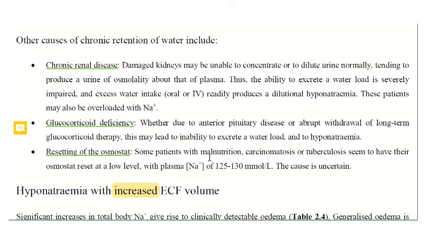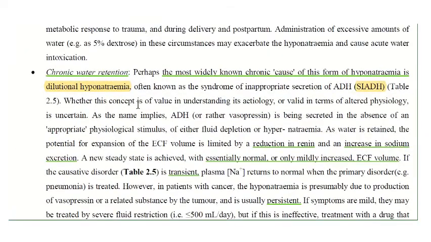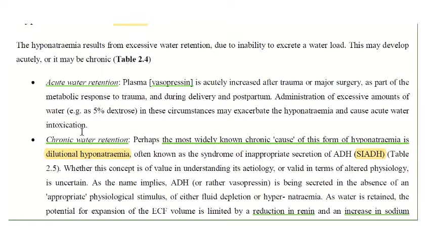Some patients with malnutrition, carcinomatosis or tuberculosis seem to have their osmostat reset at low level. الأوزموستات مالتهم يبدو أنه reset at a low level with plasma sodium of 125 إلى 130 مليمول per liter. The cause is uncertain. إذن هذه هي the cause of chronic water retention.